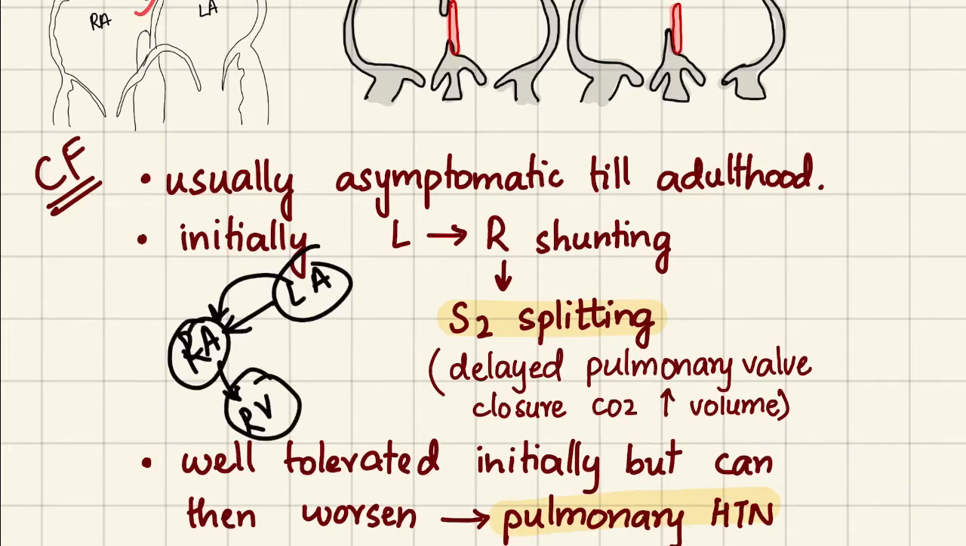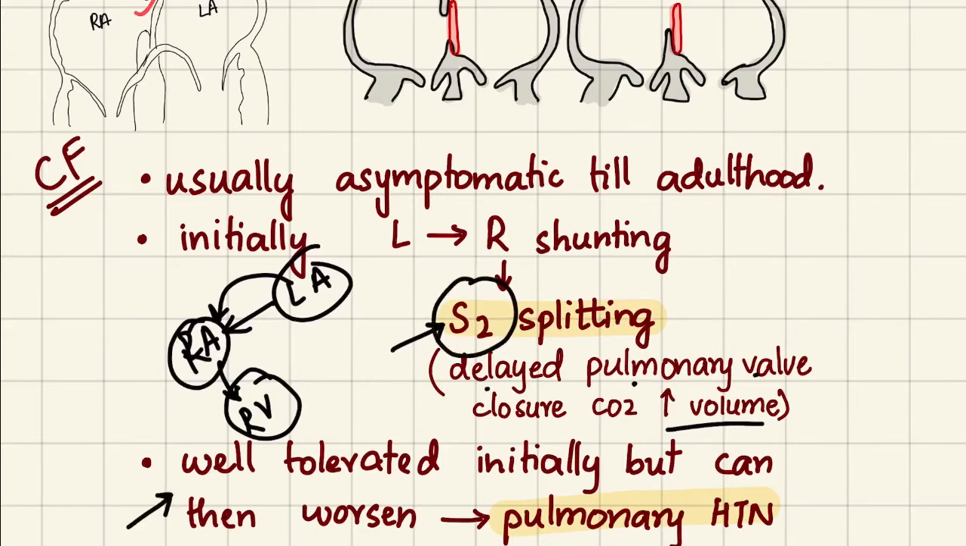So we are going to have S2 splitting. S2, as we know, is due to pulmonary valve and aortic valve closure. In this case, what happens is that there is delayed pulmonary valve closure because the volume has increased because of this shunting. So that's why we're going to have splitting of this heart sound.